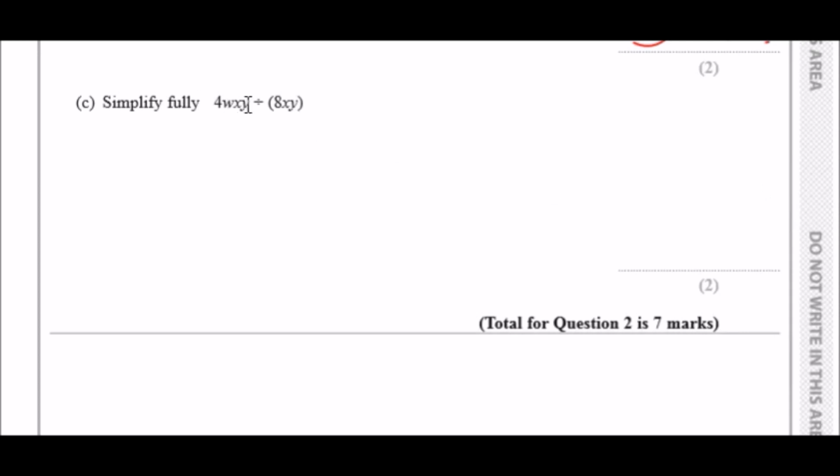Alright, so we've got 4wxy divided by 8xy. Okay, so first thing you'll notice is that you don't really need to worry about the bracket. The bracket just means that everything has to be locked inside. And to do this, when I divide, I always flip it as a fraction. So it's going to be 4wxy over 8xy.